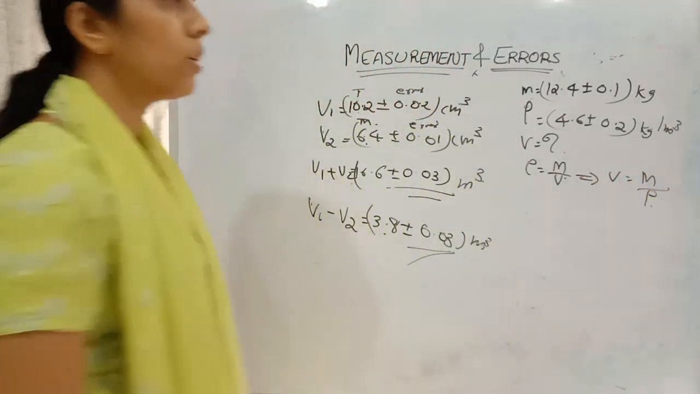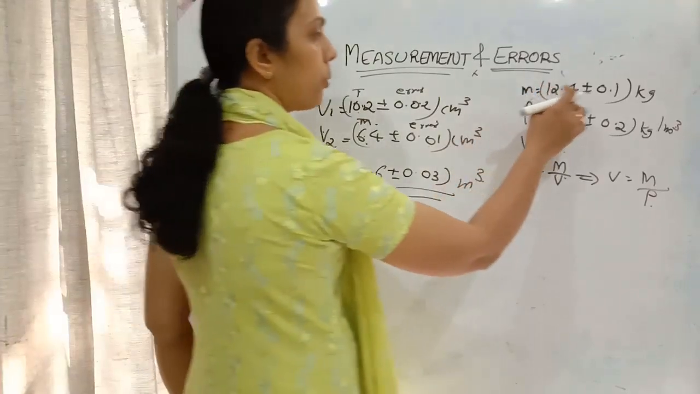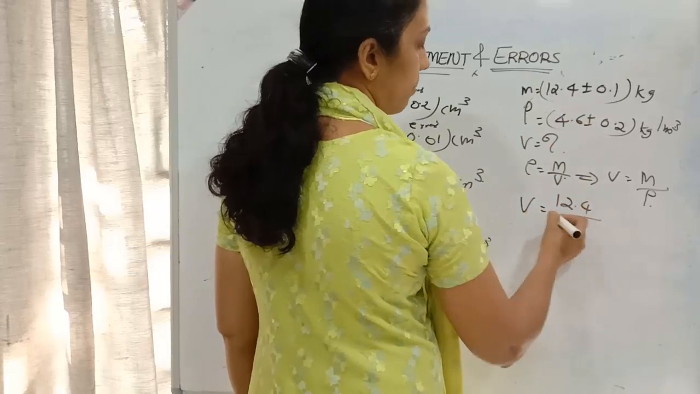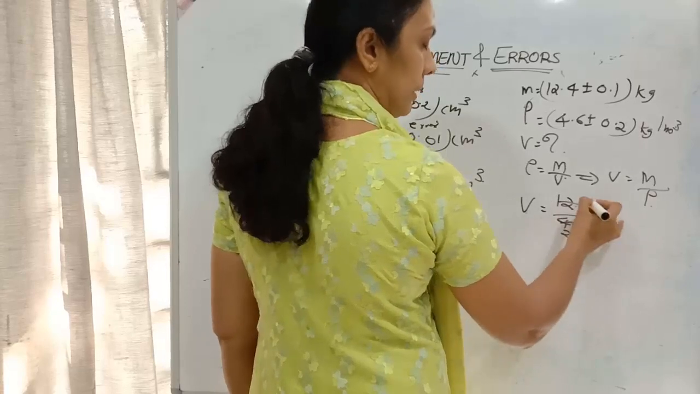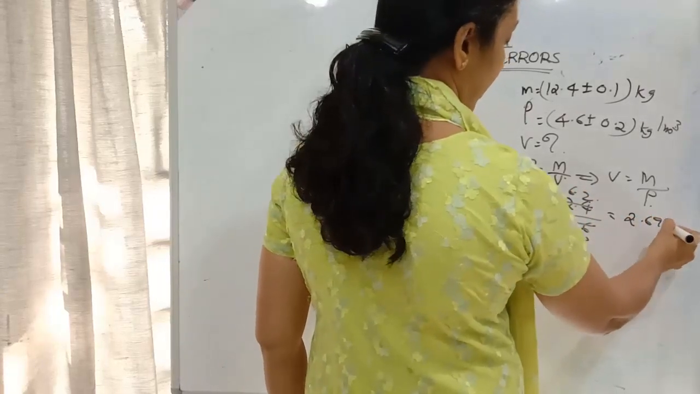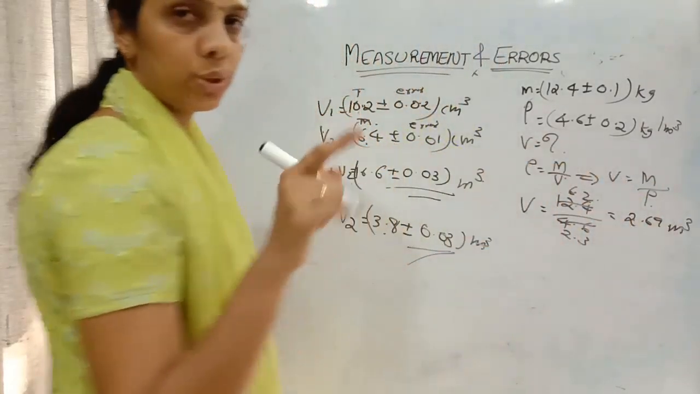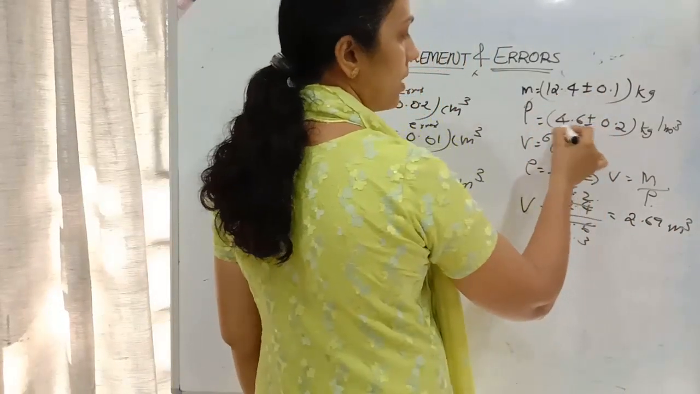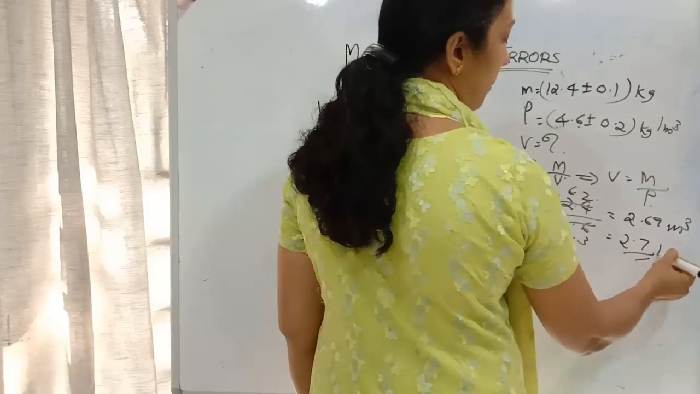So how can we find it out? First we can find out the measured value, 12.4 divided by 4.6. You will get 2.69 meter cube. Here also we should first apply significant figures. Two significant figures is the minimum, so you can consider it as 2.7 meter cube.